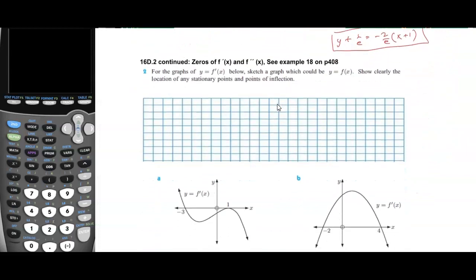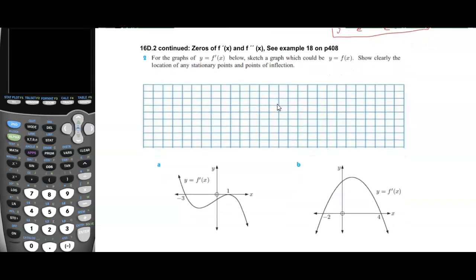Last one. For the graphs of y equals f dash below, sketch a graph which could be y equals f of x. Show clearly the locations of any stationary points and points of inflection. Okay, this is like a favorite test question of the IB exam. So here they're giving us the derivative curve, and they want us to find the original curve.